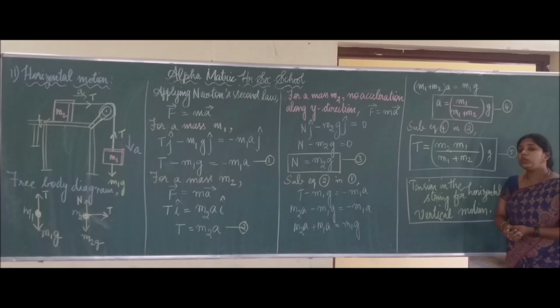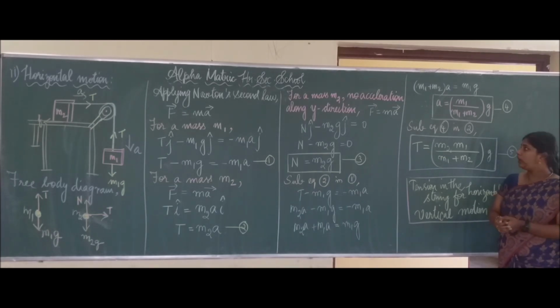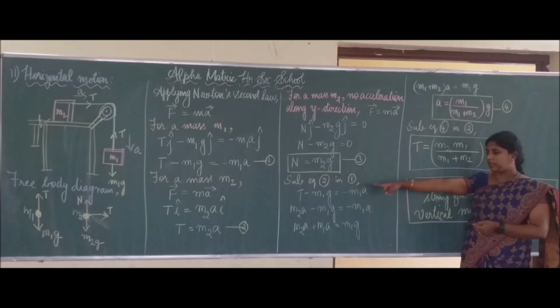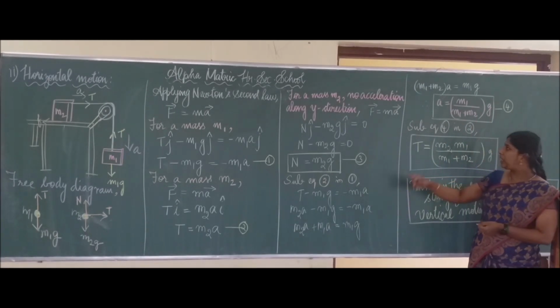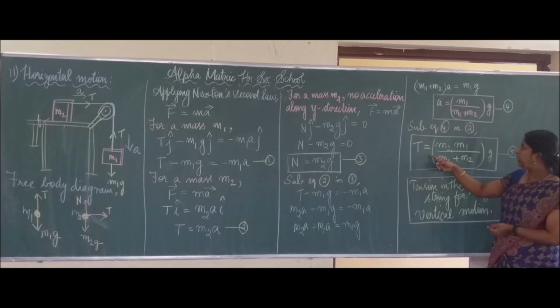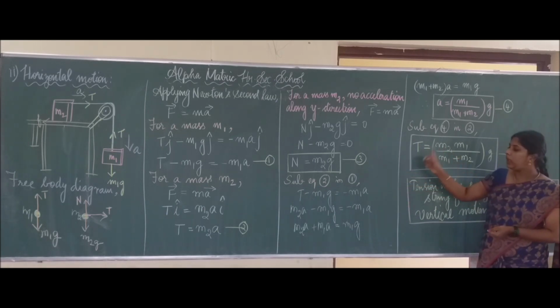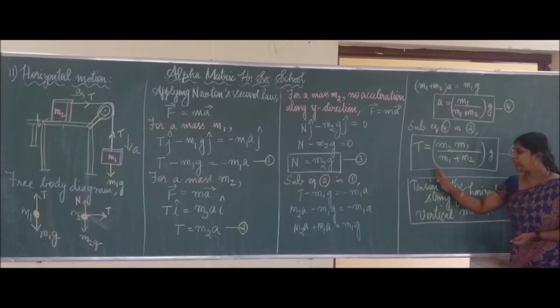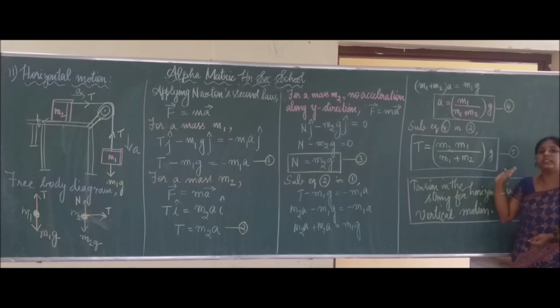Next we have to find the tension acting along the string. So substitute this acceleration equation in the tension equation, that is equation number 2. Equation 2 we got: T equals m2a. So T equals m2 into, and the a equation is m1 by (m1 plus m2) into g. So this is the tension equation for the string for horizontal motion.